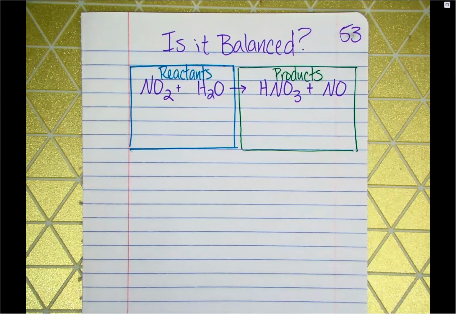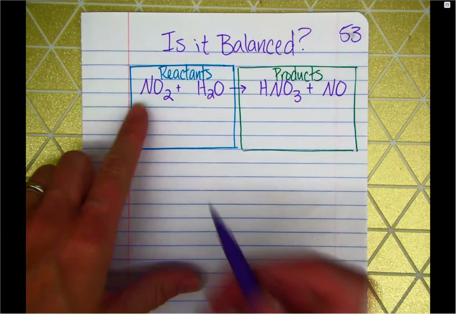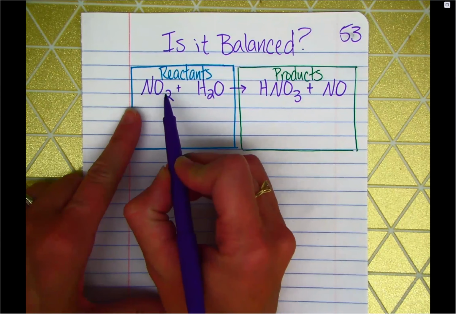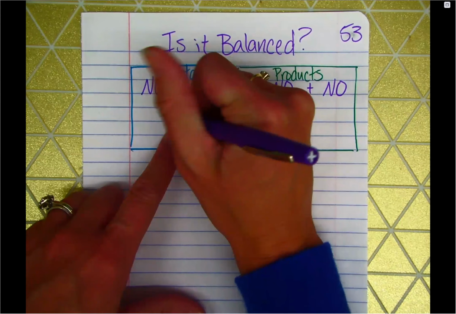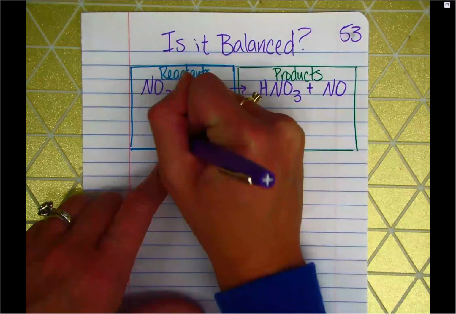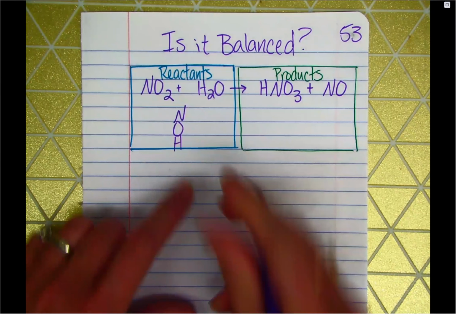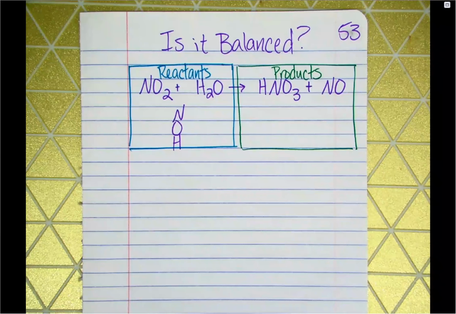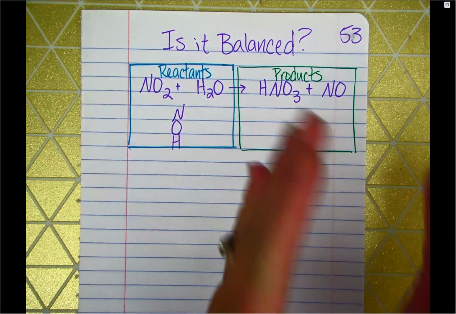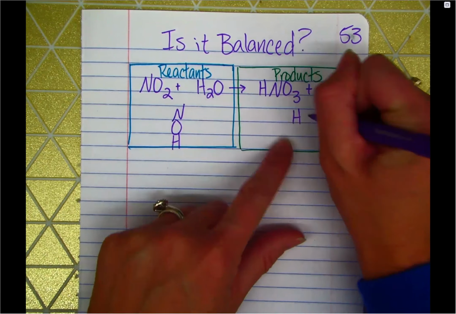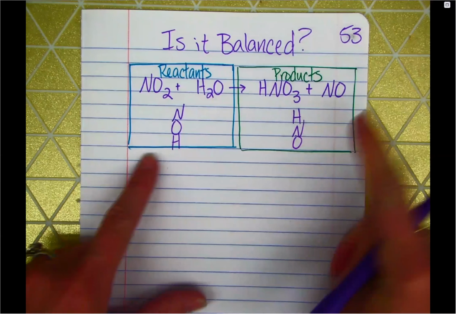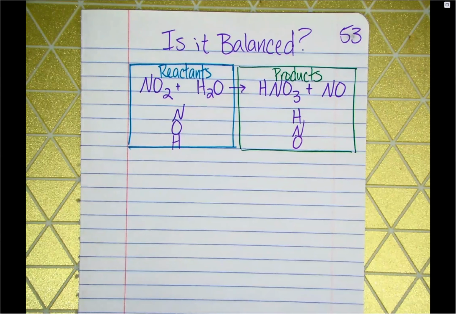So the first thing you have to do is identify what elements we're working with. So we have an N, an O, and an H, and an O. So we have nitrogen, oxygen, and hydrogen on this side. And hopefully we have the same on the other. We have hydrogen here, nitrogen and oxygen, same, just in a different order. That's fine.